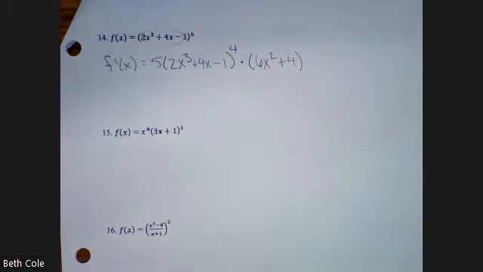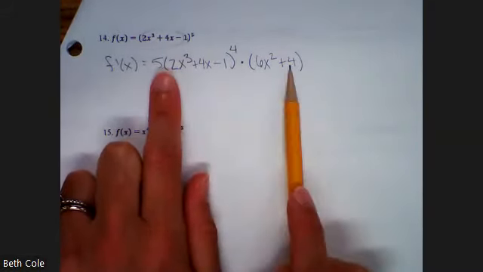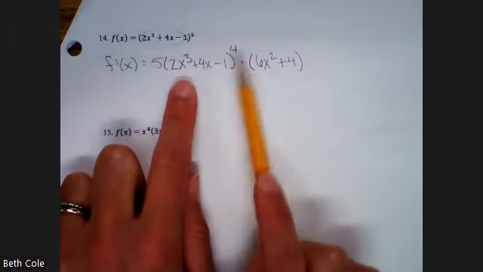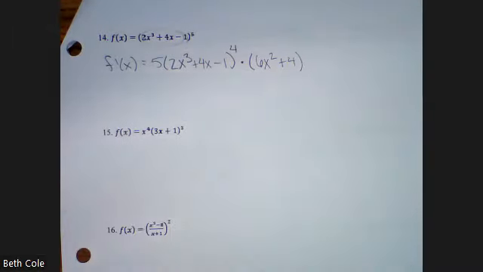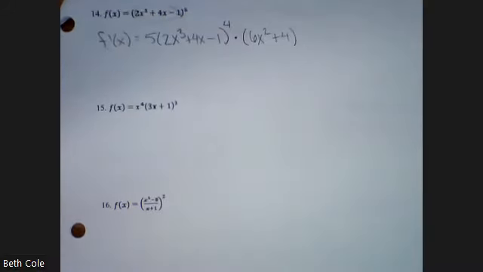You don't need to do anything to that. Actually, you can't distribute these together. Why not? Yeah, this one's to the fourth and that one's not. So you actually can't do anything. I guess you could distribute the 5 into this one, but why? All right, we'll just move on.